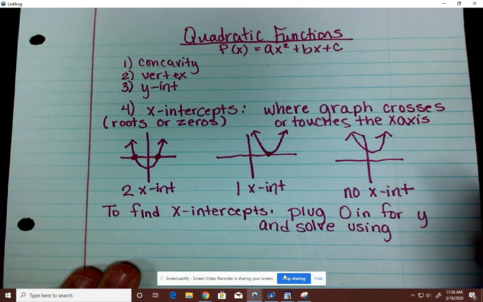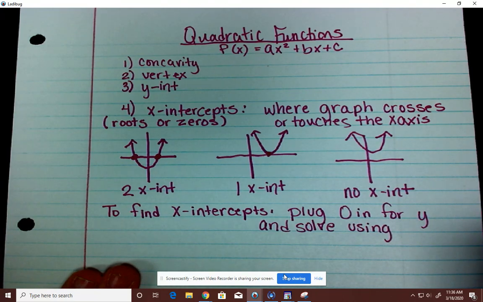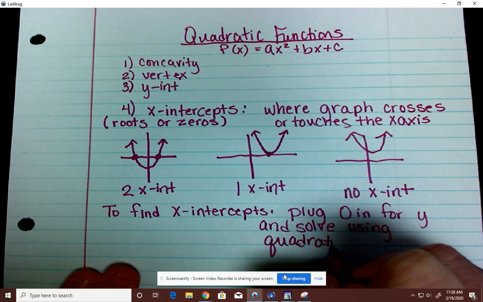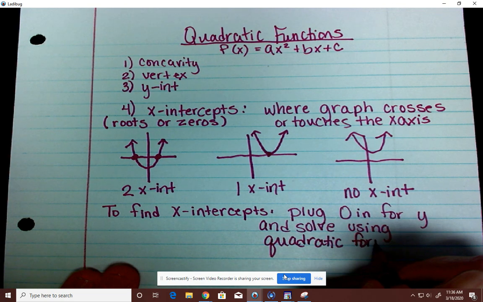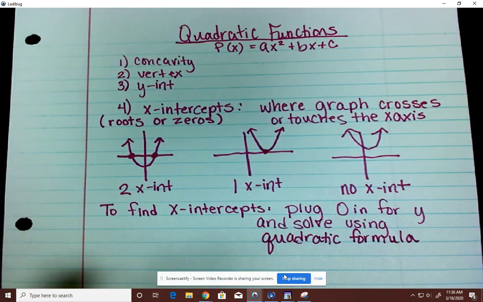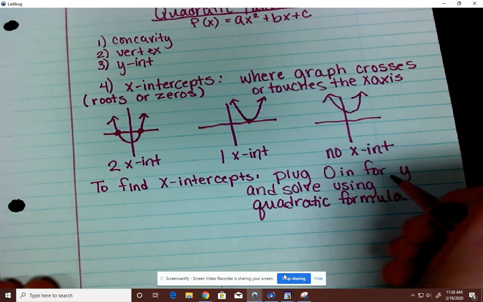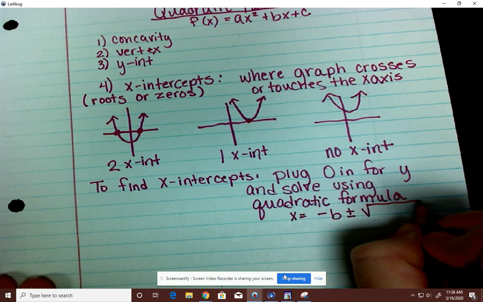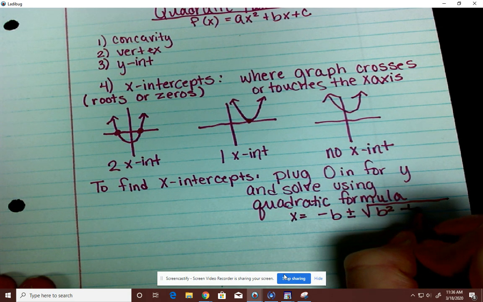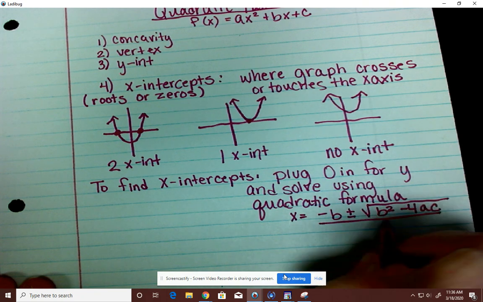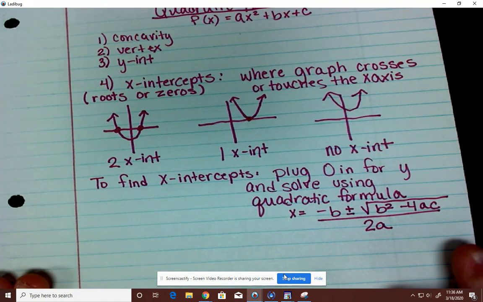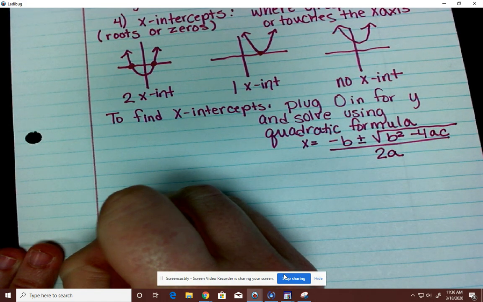Okay, so to find the x-intercepts, you plug 0 in for y and solve using the quadratic formula. This is why I had you practice this on Wednesday, because that's how we're going to find our x-intercepts. So just for review, quadratic formula: negative b plus or minus the square root of b squared minus 4ac, all over 2a. All right, so let's go through some examples on how to find our x-intercepts.